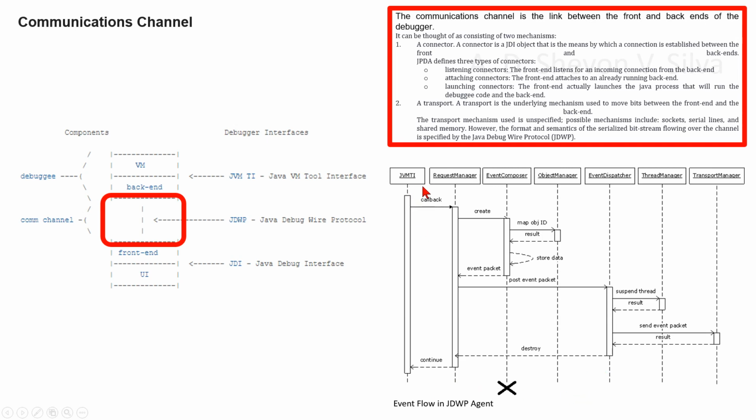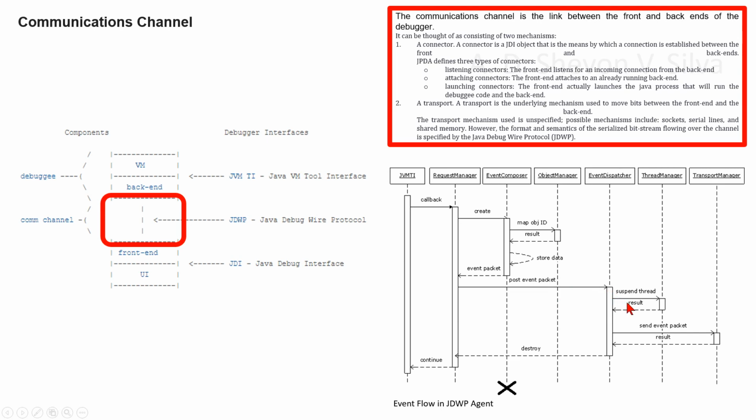Here you can see JVM TI, request manager, event composer, object manager, event dispatcher, thread manager, and transport manager. JVM TI is connected to the request manager via callback, and the request manager is connected to the event composer via create. Here the event composer is connected to the object manager via map object ID, and the object manager is connected to the event composer via result, and the event composer is connected to itself via store data. The event composer is connected to the request manager via sequence event packet. The request manager is connected to the event dispatcher via post event packet.